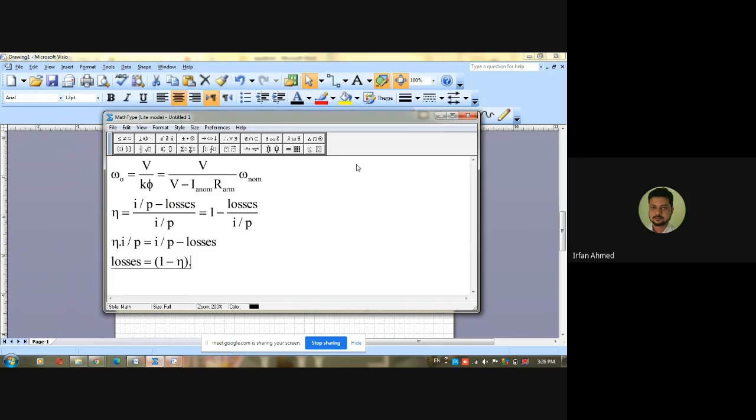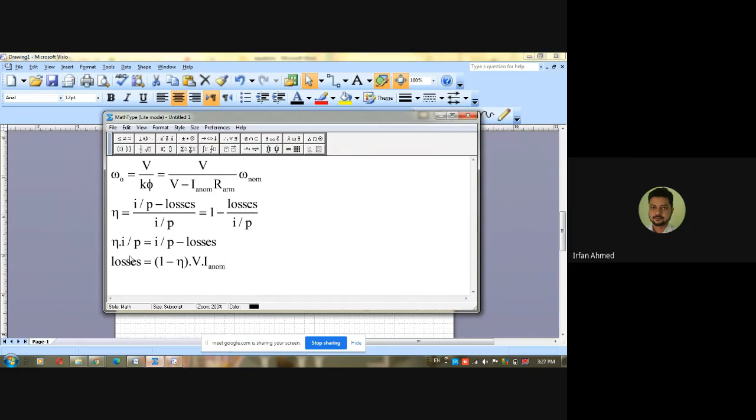V is the applied voltage and I is the armature current. Which armature current? In this case, we are dealing with the nominal values, so the nominal or rated armature current of the motor. Is this clear? Yes, sir. So what are these? These are the total losses of the motor under rated conditions at rated armature current.